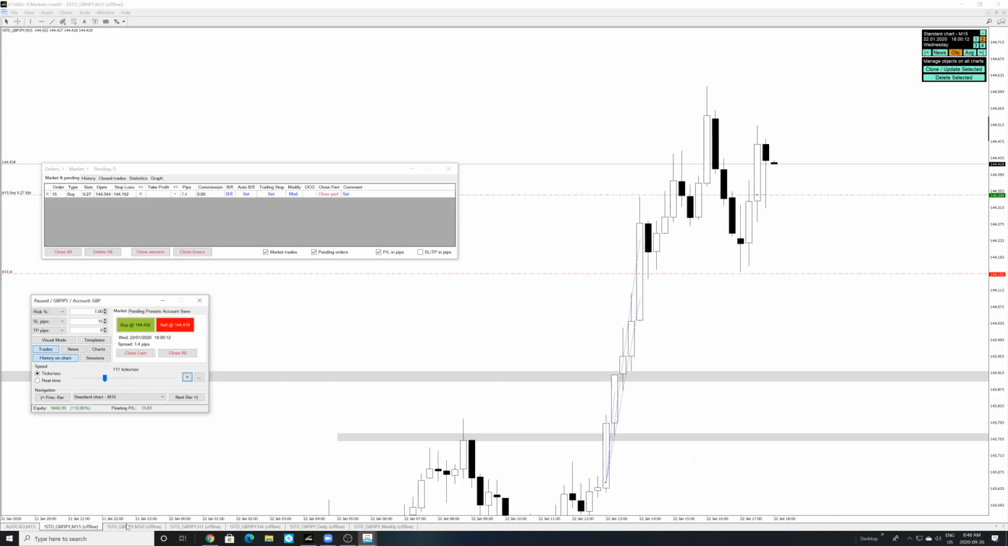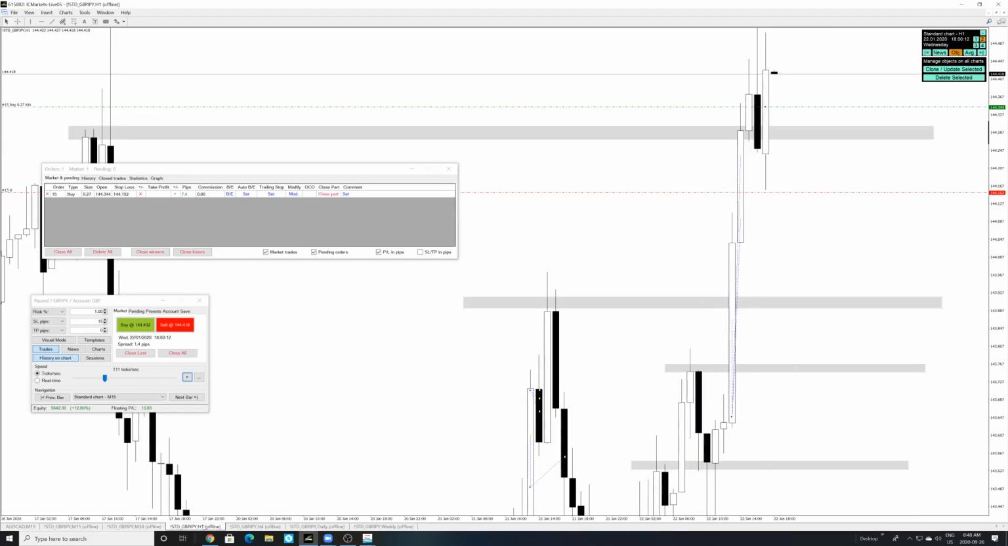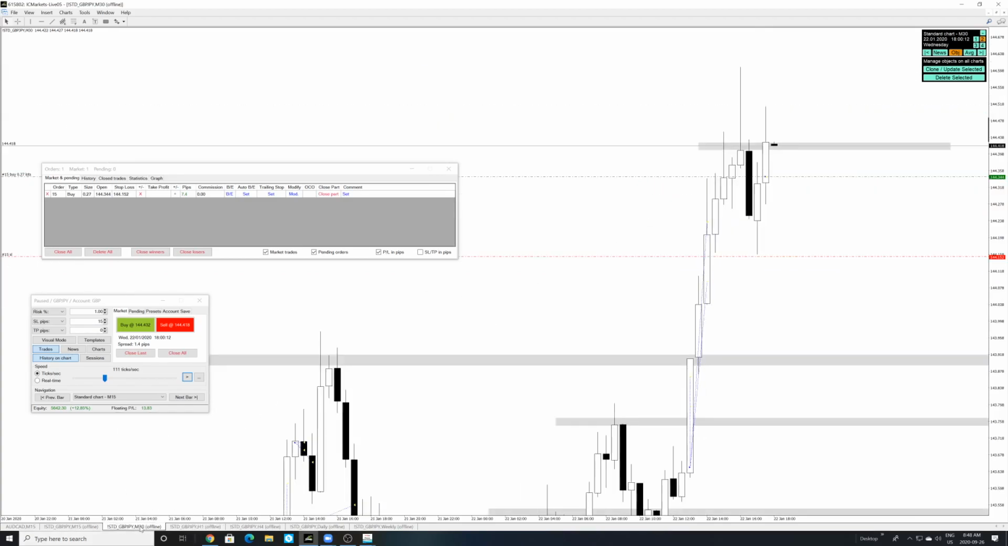It closed bearish. Let's take a look on the 30-minute. 30-minute closed bullish. Very good. Looking at the 1 hour. 1 hour also closed bullish. So perfect. So we're going to focus on the 30-minute at this point. Now we're expecting the 30-minute to continue bullish, right?